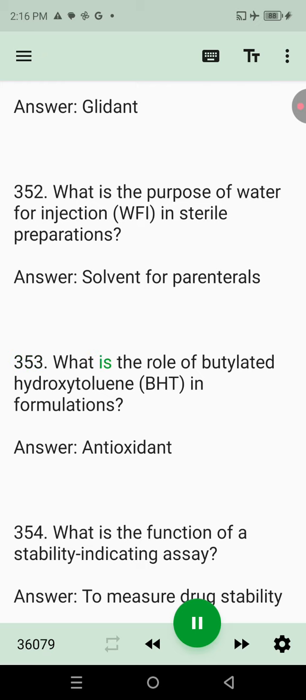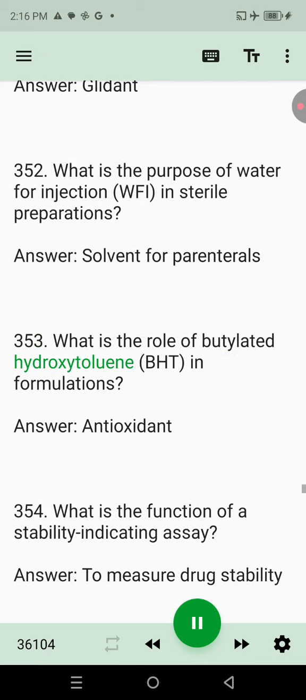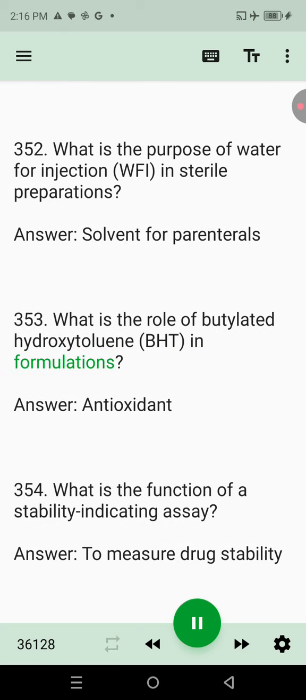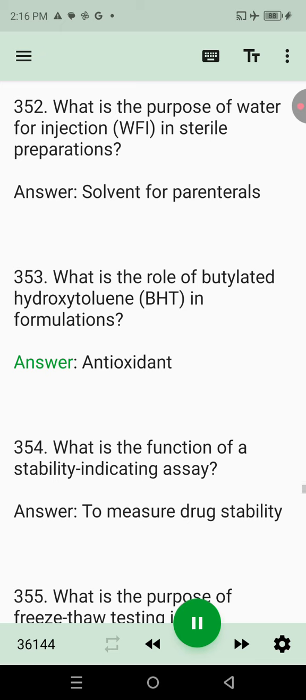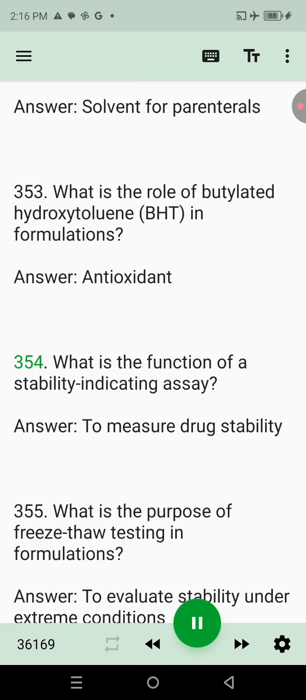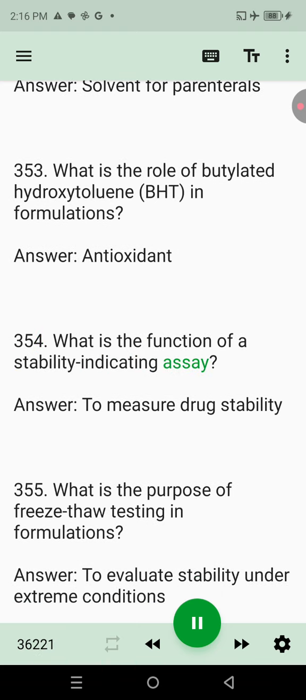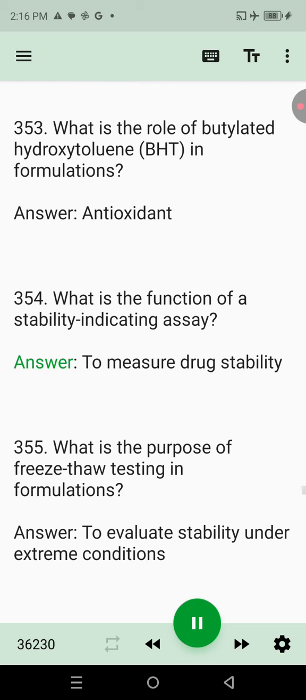353. What is the role of butylated hydroxytoluene (BHT) in formulations? Answer: antioxidant. 354. What is the function of a stability indicating assay? Answer: to measure drug stability.